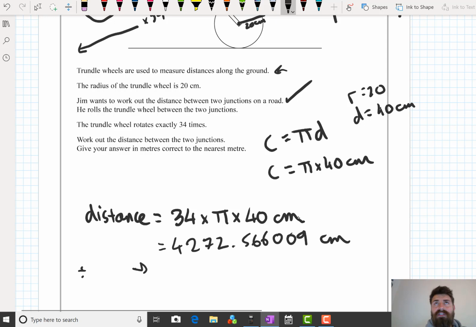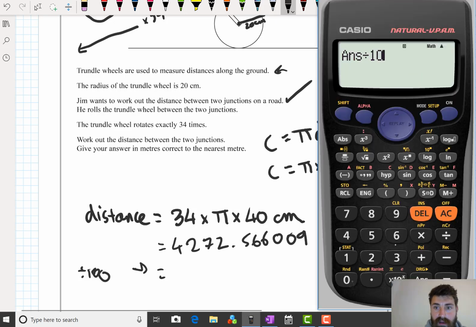Now, to get into meters, we need to divide by 100. Centimeters is like century: 100 years is 1 century. We need to divide by 100, moving the decimal place back twice, or if you want to do it on a calculator, divide by 100, not 1,000. 42.72566.